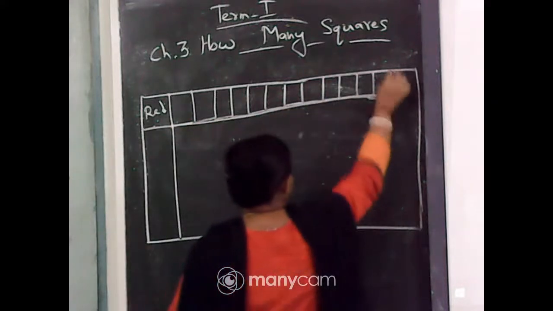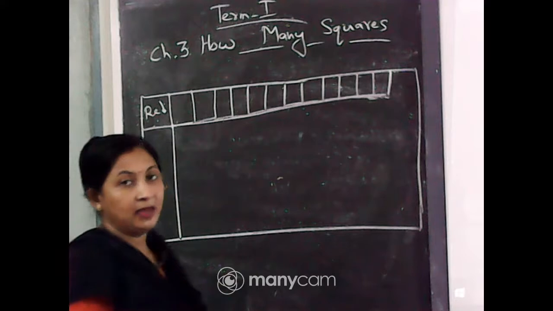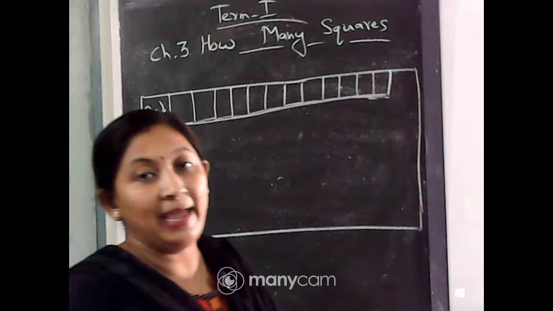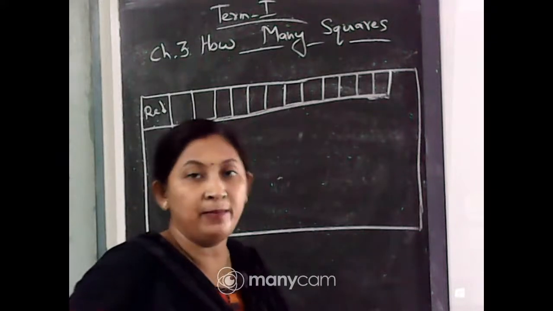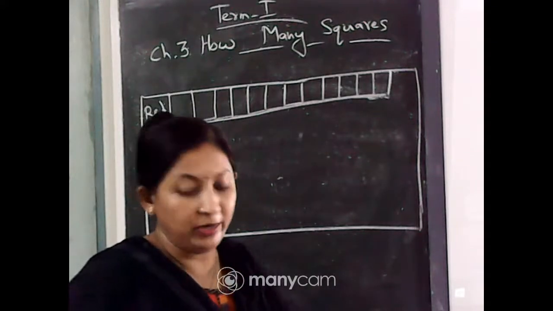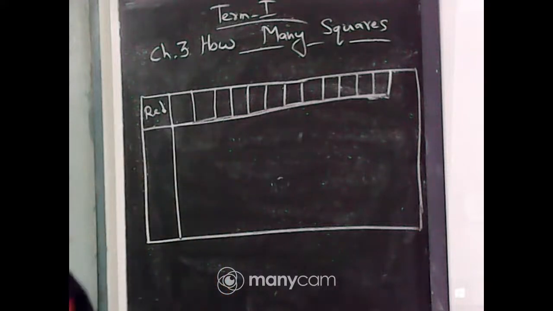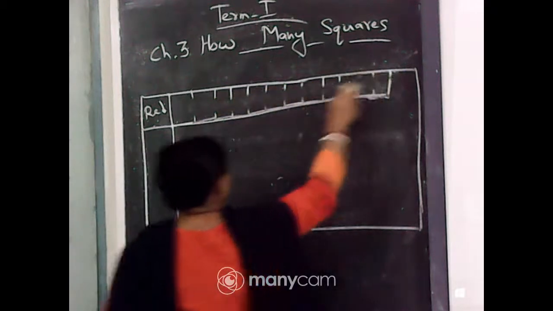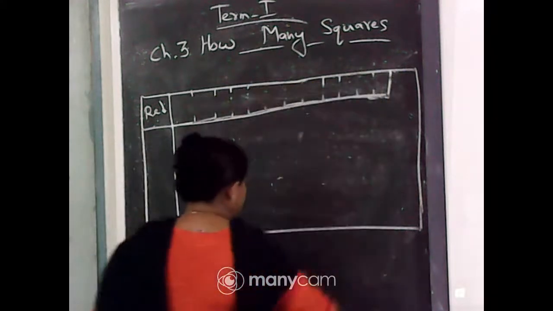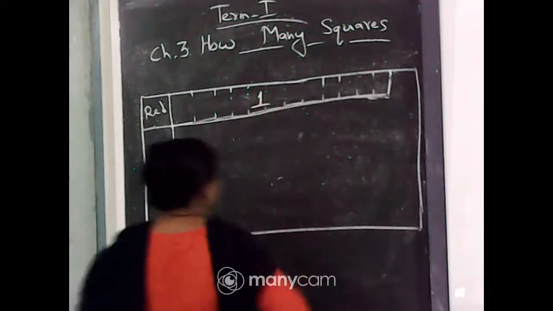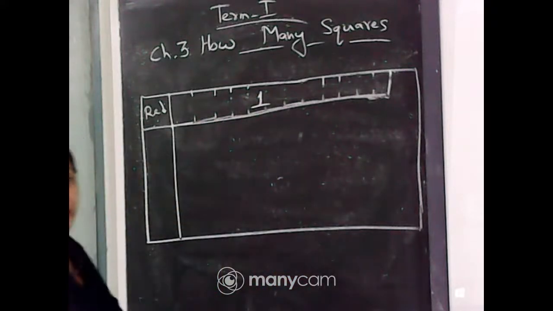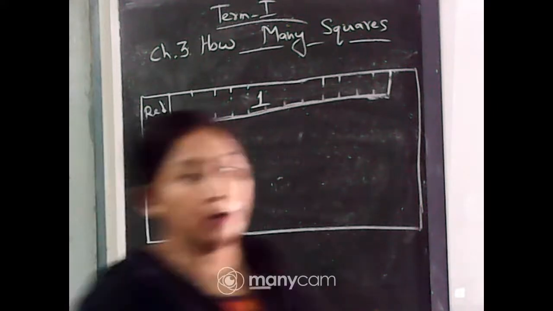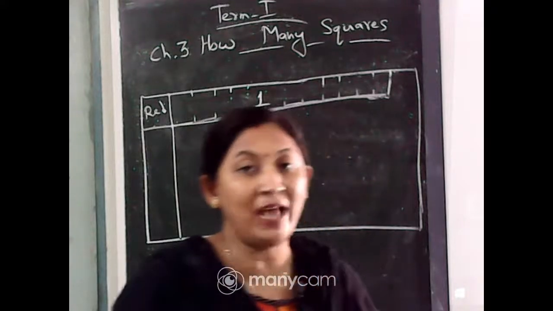Join the 12 squares. Since I am drawing free hand, it is like this, but when you draw with the help of the ruler or the scale, you will draw a straight line. Now name this rectangle as 1. That means this is the first rectangle where 12 squares are there. It is a rectangle, but inside that rectangle there are 12 squares.